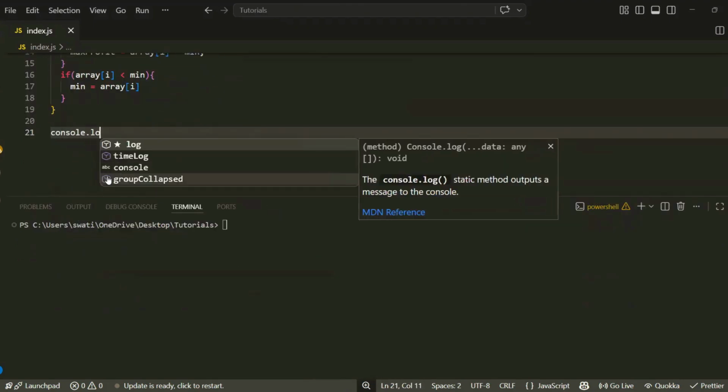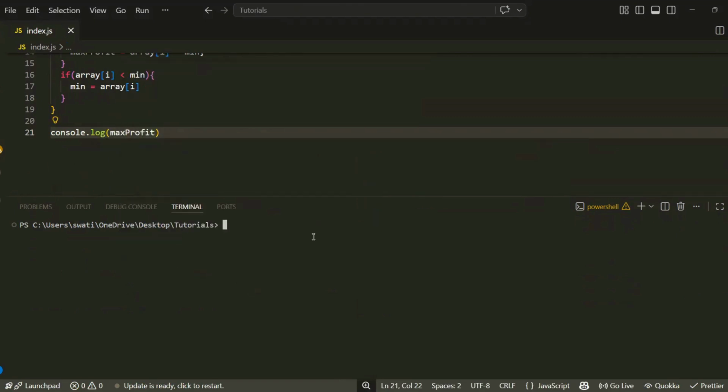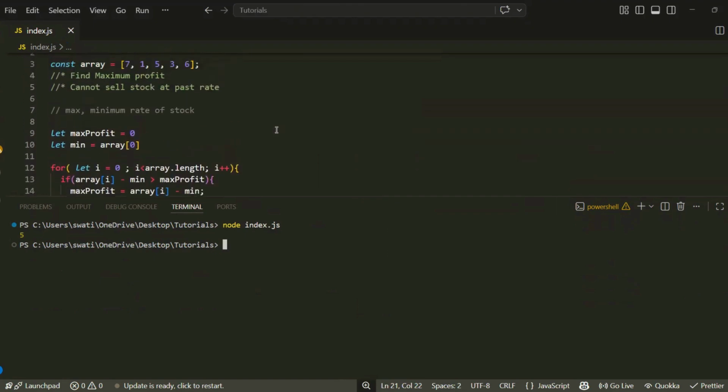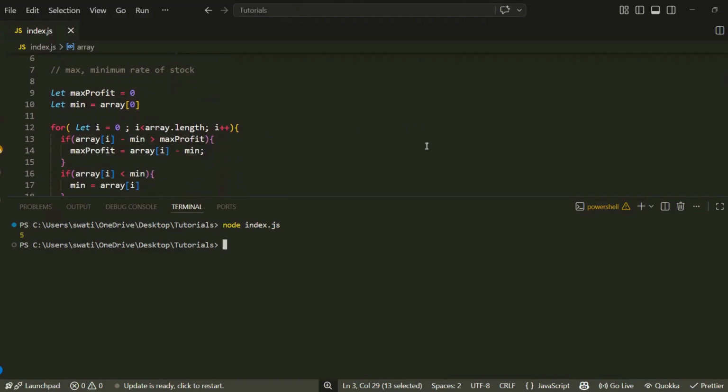Let's see the maximum profit now. So we get 5, which is what we are expecting. So it is at this point that whenever the minimum value is 1, and if I go and sell it on this day, if I buy it on Tuesday and sell it on Friday, we are going to get this maximum profit as 5. So yes, this was the solution for this question.